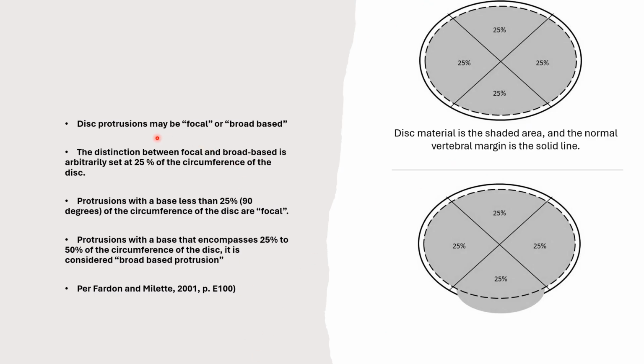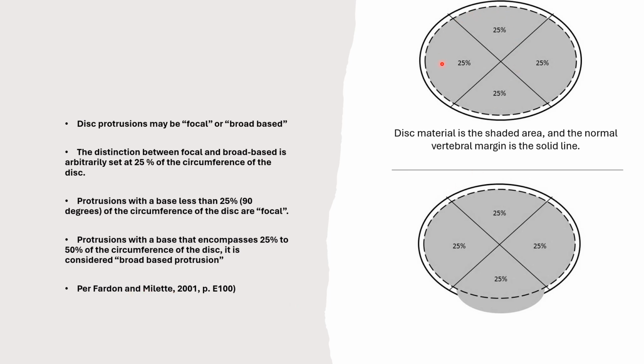Disc protrusions may be focal or broad-based, and the distinction between focal and broad-based is arbitrarily set at 25% of the circumference of the disc. Protrusions with a base less than 25%, or 90 degrees, since a full circle would be 360 degrees, of the circumference of the disc are called focal, and protrusions with a base that encompasses 25% to 50% of the circumference of the disc are considered broad-based protrusions. Again, that's per Fardon and Milette.